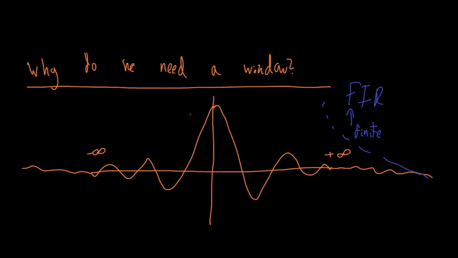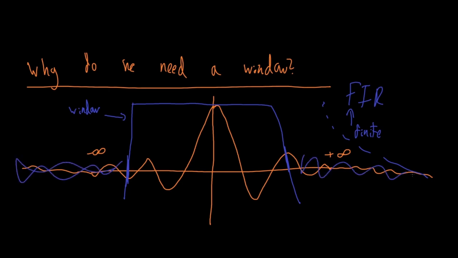Now, to make it stop somewhere, we apply a window function. A window could be like that. And this window will restrict this orange impulse response to here and here. And all of this is gone. This has now made our impulse response finite in nature.